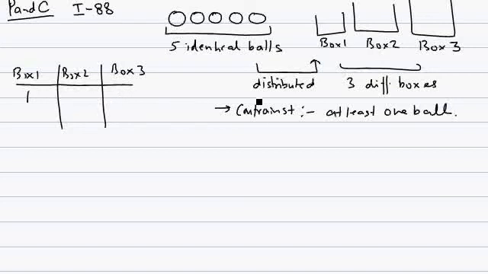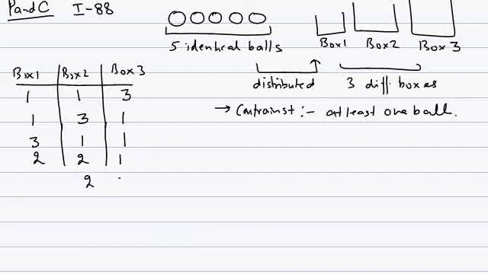So according to this constraint, we have to divide 5 identical balls in 3 different boxes. One option can be 1, 1, 3: one ball in box 1, 1 in box 2, 3 in box 3. Total is 5. Another option is 3 goes to box 2 and 1 each to box 1 and box 3, and 3 to box 1 and 1 each to boxes 2 and 3. Another option can be 2 in box 1, 2 in box 2, but 1 in box 3. 2 in box 2, 2 in box 3, 1 in box 1. 2 in box 1, 2 in box 3, 1 in box 2. So you can see these are 6 ways in which we can place 5 identical balls into 3 boxes under the constraint that every box should get at least one ball. So the answer is 6.